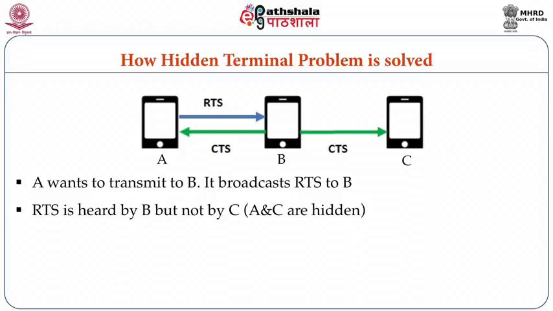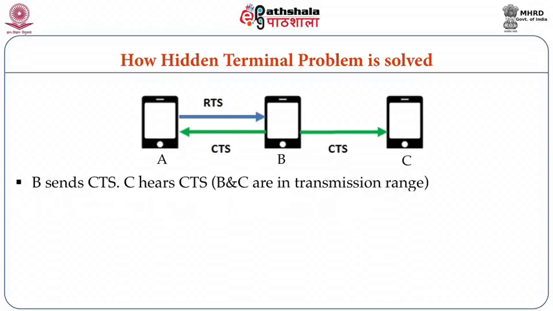So RTS contains the name of sender, that is A as the sender, the name of B as the receiver, and the duration for which the packet would be sent. But here what happens is that now B sends a CTS. It is free, so it sends a CTS which is heard by C. Why? Because B and C are in range of each other.